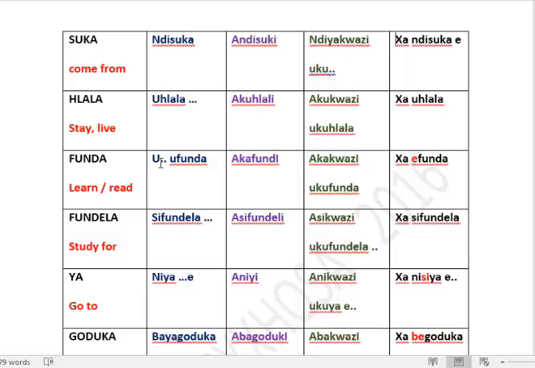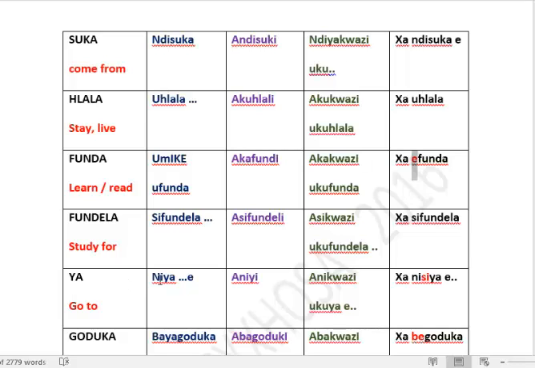Funda, be careful here. Ufunda, that is somebody who is learning, he. Akafundi, akakwazi ukufunda, he is unable to learn. Xa efunda. Okay, there we use e instead of u. Fundela, sifundela, asifundeli. Asikwazi ukufundela, we are unable to study for. Xa sifundela, when we are studying towards.